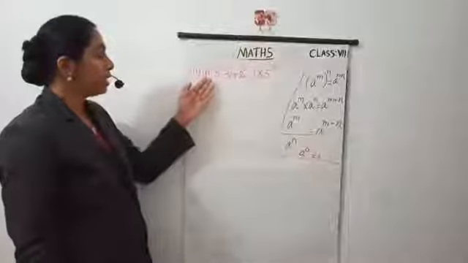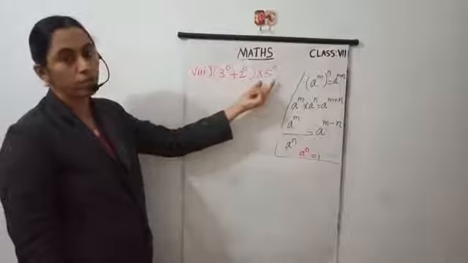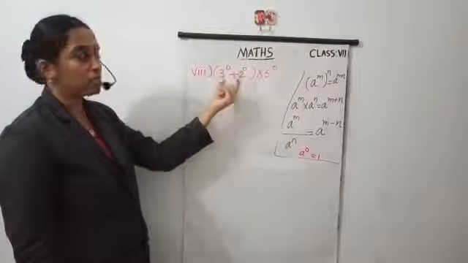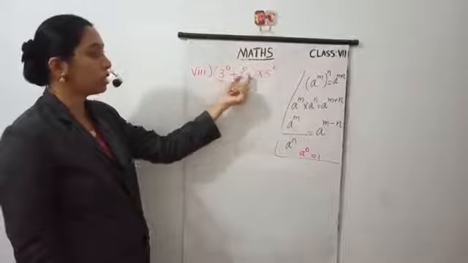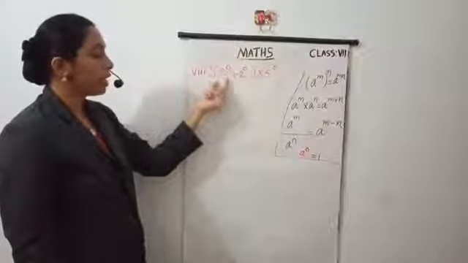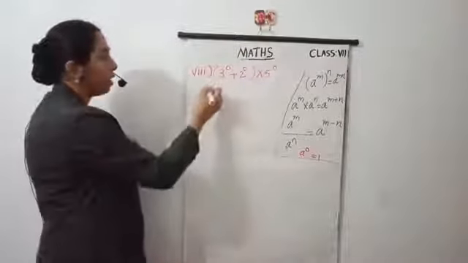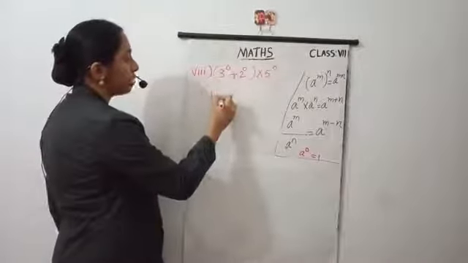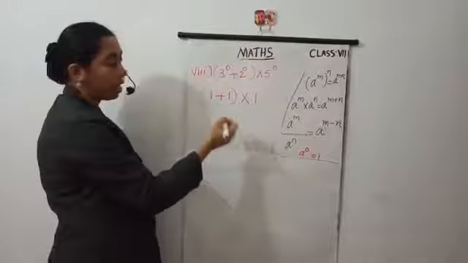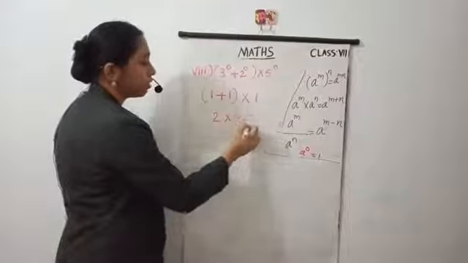Now question 8, 3 raised to 0 plus 2 raised to 0 into 5 raised to 0. So first do the operation in the bracket. First expand this bracket portion, then only multiply with the 5 raised to 0. Now here also a raised to 0 equal 1. That means any number raised to 0 we get 1. So 3 raised to 0 is 1 plus 2 raised to 0 is 1 into 5 raised to 0 also 1. 1 plus 1 is 2 into 1, we get a final answer 2.